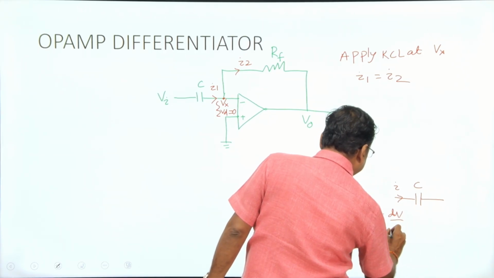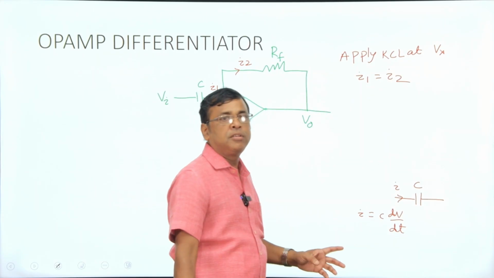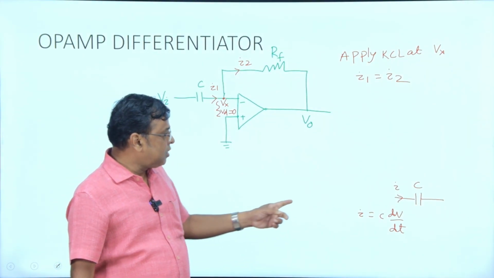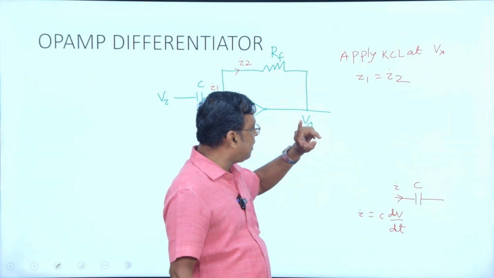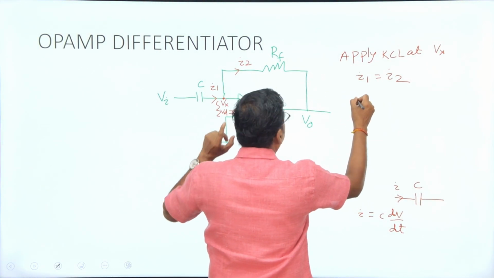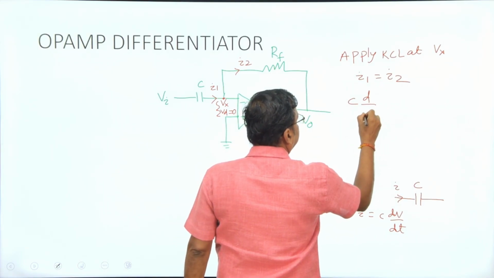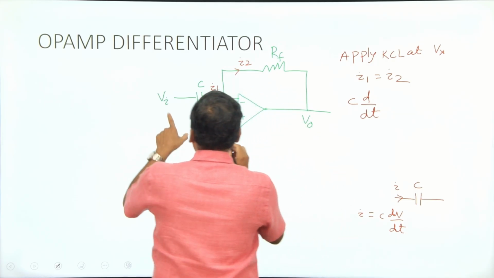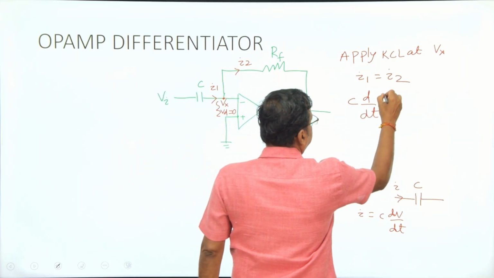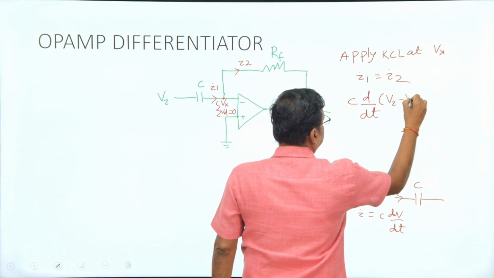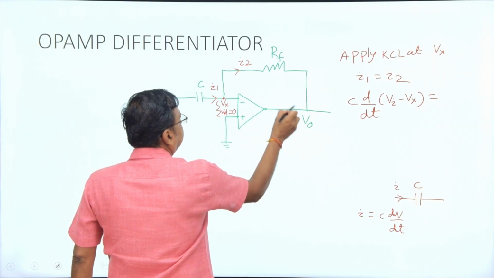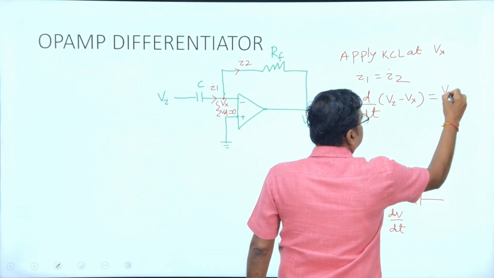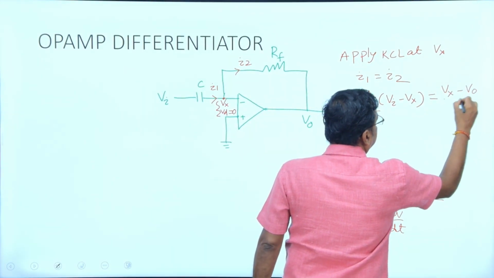Capacitor and inductor properties are opposite to each other. The current equals C dV by dt. So in I1, I can write the capacitor value as C d by dt of the difference voltage, Vi minus Vx, equals I2. The value of I2 is Vx minus V0 by Rf.